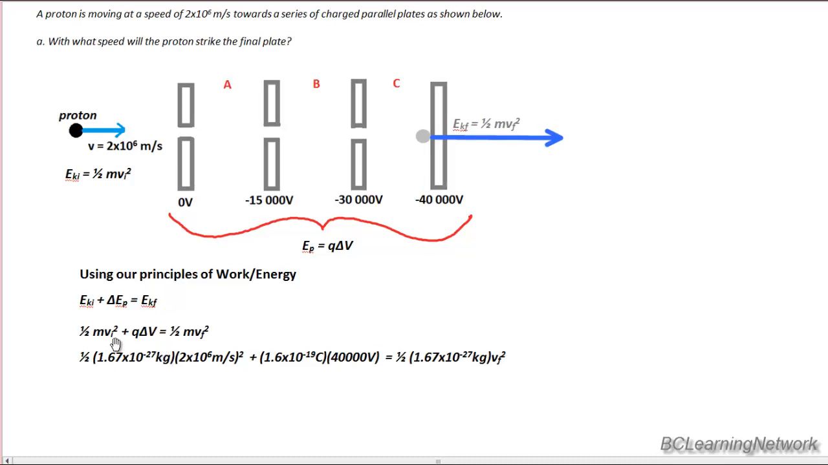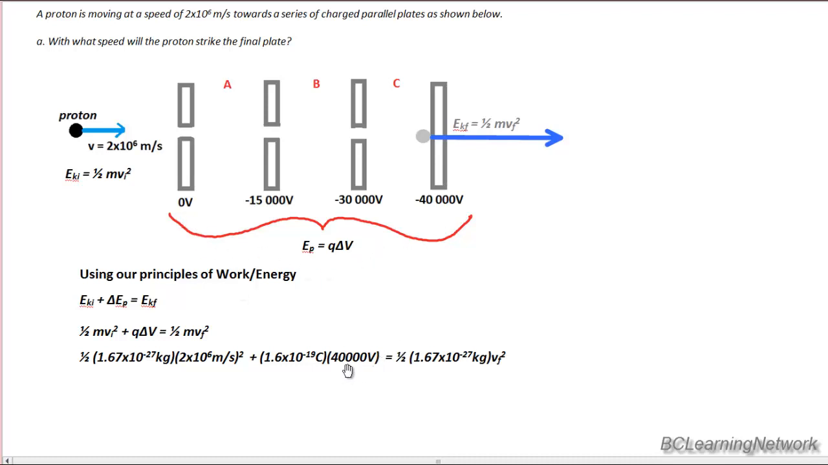I use my formula sheet to find the mass of a proton, 1.67 times 10 to the negative 27 kilograms. The initial speed of the proton is given. The charge of a proton is the same as the charge of an electron except positive. It's called the elementary charge, 1.6 times 10 to the negative 19 coulombs. And we already know that it's going to pass through 40,000 volts.